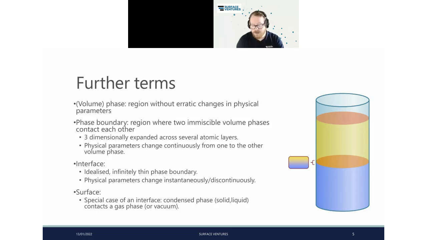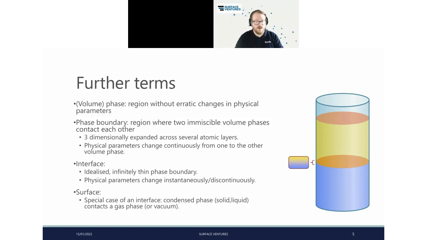So as I've talked about in previous workshops, and as some of you may remember if you've attended some of our other ones, more focused on specifically modifying and engineering surfaces, a surface is quite a complex thing, and the interfaces between them aren't quite as discrete as what we would like them to be. So the interface is generally expanded across several atomic layers, with continuous changes in the physical properties between different volume phases.